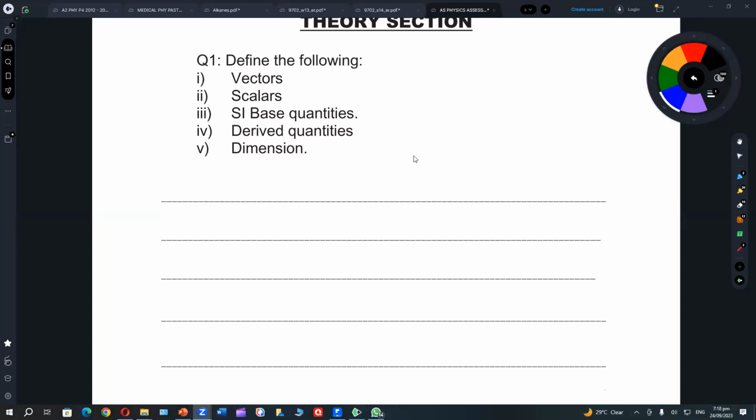How do we define SI base quantities? Can anyone give the definition of number 3? What are SI base quantities? The quantities which laid the foundation of physics. They are the fundamental quantities, and they are called SI base quantities.